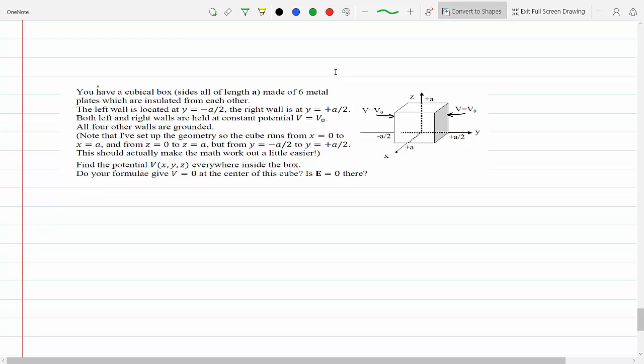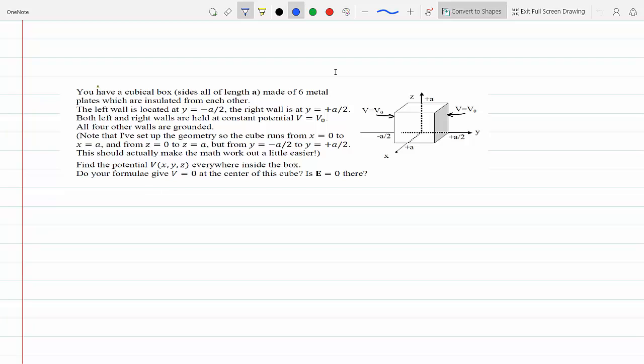Now here you could see that the potential will vary in every direction, along the x, along the y, and along the z. So this is a 3-dimensional problem.